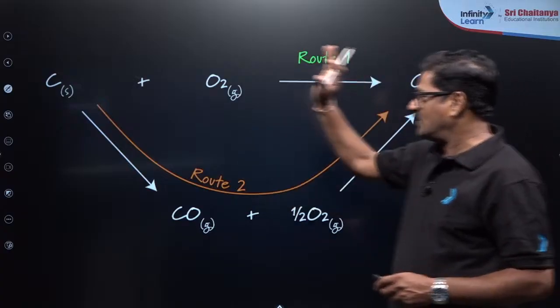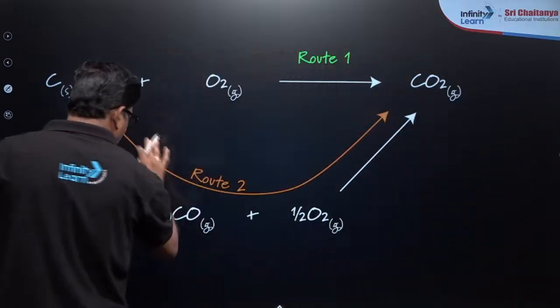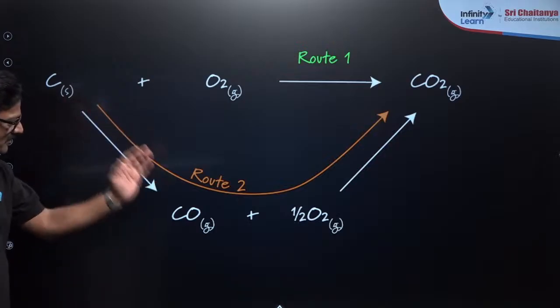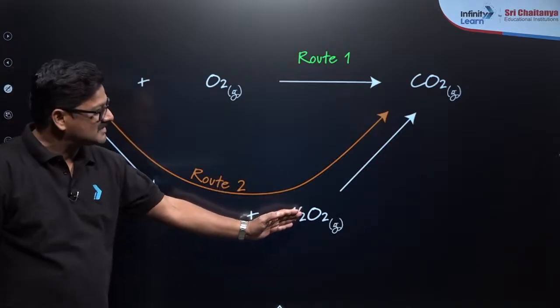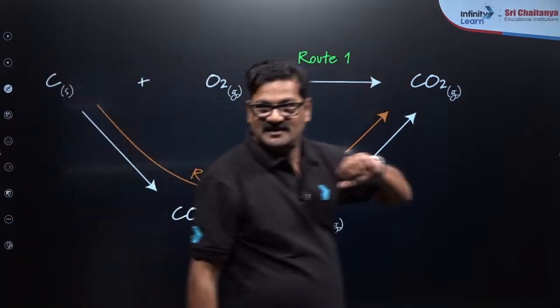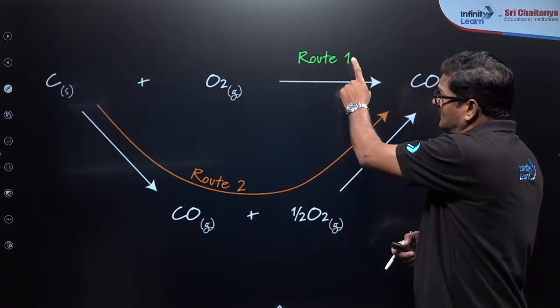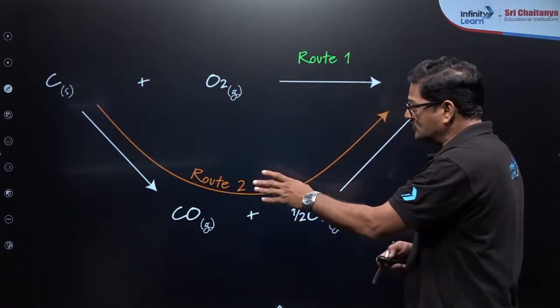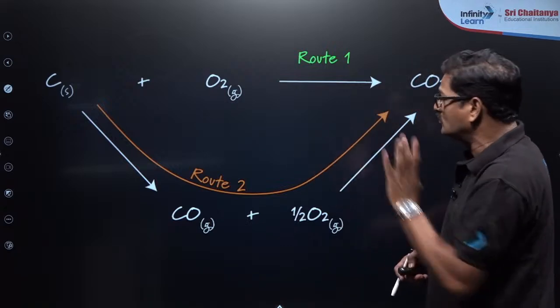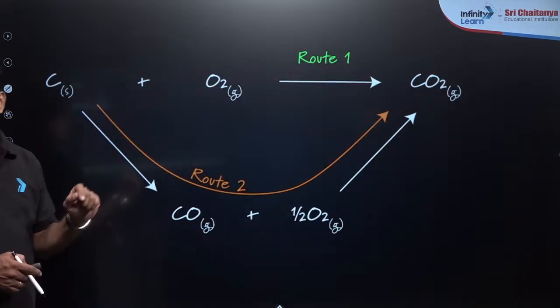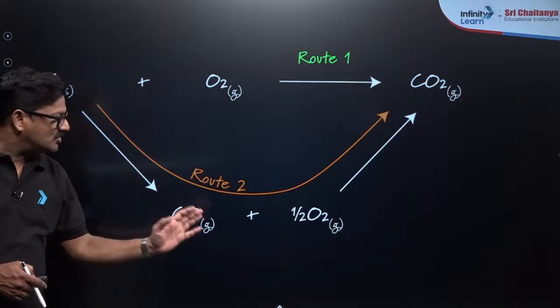First, carbon is combining with oxygen to give us carbon monoxide, and this is step 1, and carbon monoxide combined with oxygen gives us carbon dioxide. So the energy released in route 1 is equal to the sum of the steps in route 2, and route 2 has 2 steps, no? So this is how we will do the questions based on Hess's law of constant heat of summation.